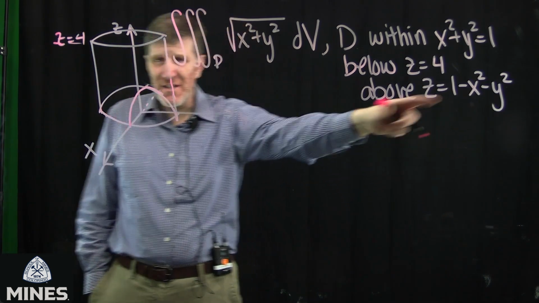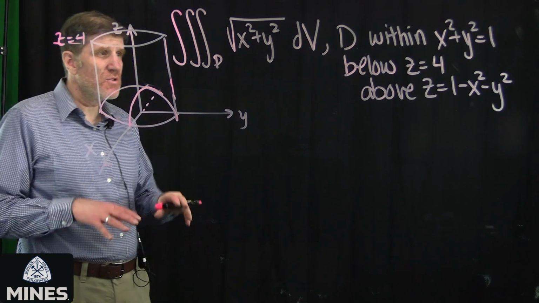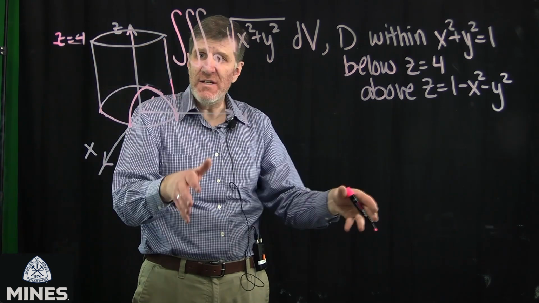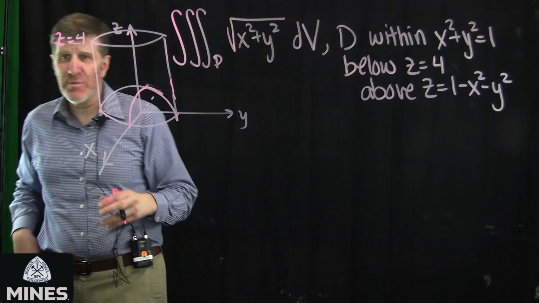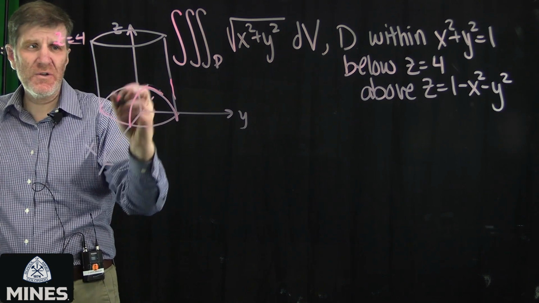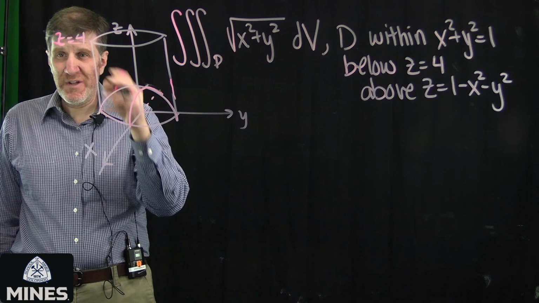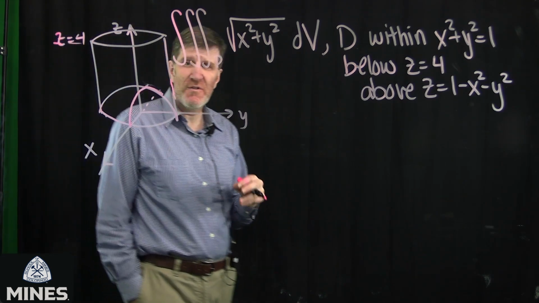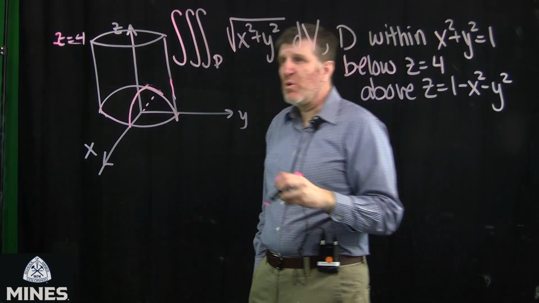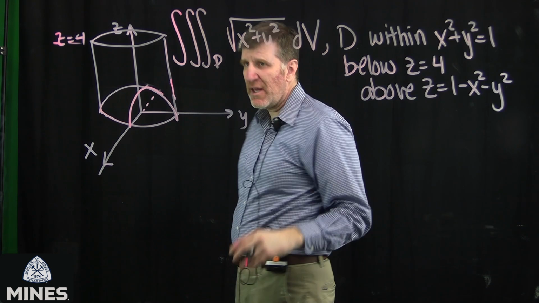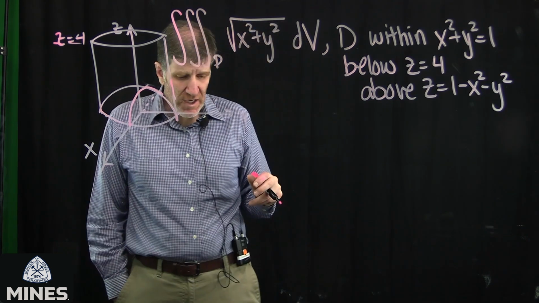And above this, and this is a paraboloid, z equals 1 minus x squared minus y squared, is a downward facing bowl or paraboloid. So the bottom of this cylinder is kind of cut out by this downward facing bowl. And that's not a perfect representation of it, but we get the idea. We're looking for everything above that bowl and below the plane z equals 4.